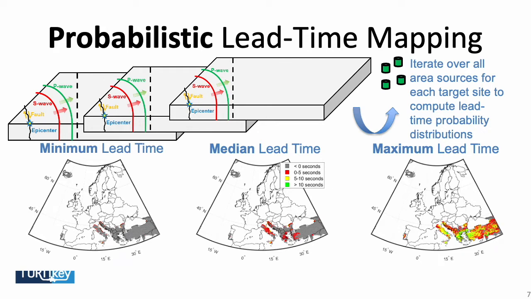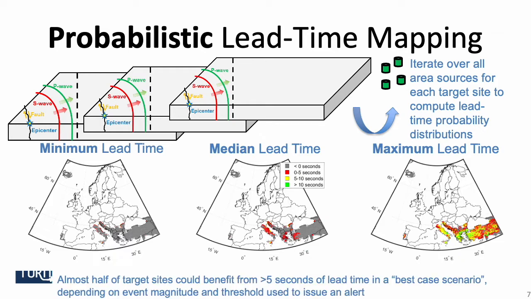So what we found from this study was around half of the target sites that we looked at would benefit from at least 5 seconds of lead time in a best case scenario. Now that 5 seconds could be used to duck, cover and hold. It may even be used to evacuate the ground floor of buildings, for example. So this was a very positive indicator of the potential beneficial impact of earthquake early warning in Europe.